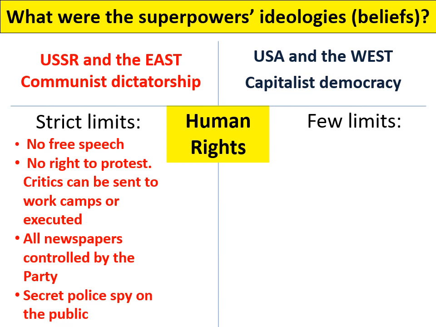All newspapers are controlled by the party. And remember, when we say the party, we mean the Communist Party, because there only is one. Secret police spy on the public to make sure that these rules are being followed, and your neighbour or even one of your children might inform on you, might tell the secret police that you've said something very nasty about Joseph Stalin or another member of the Communist Party. And again, you could be taken out of your bed in the middle of the night, never to be seen again.